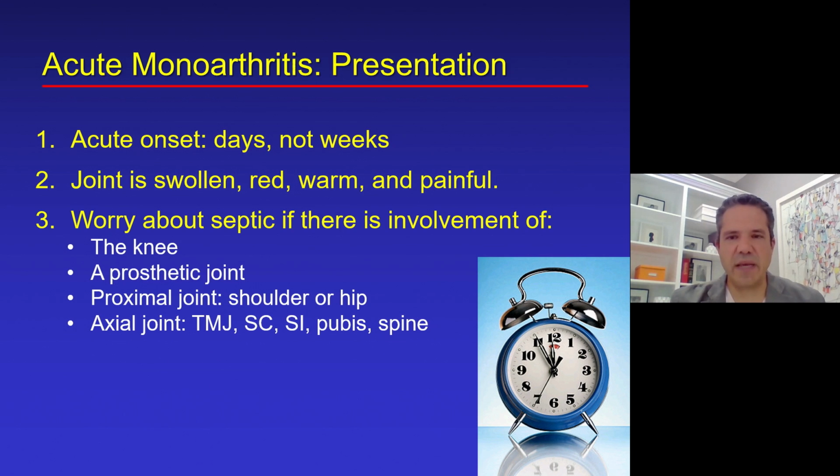We worry about septic arthritis when certain joints are involved. If the knee is involved, that is worrisome because that's the most commonly affected joint from septic arthritis. Likewise, any prosthetic joint is worrisome for an infectious process. Proximal joints are less likely to be crystalline in nature. You can see pseudogout in the shoulders and the hips and only rarely gout. And for other more axial joints, again, one would be thinking about septic joint, especially in the right clinical setting, as opposed to gout or pseudogout.